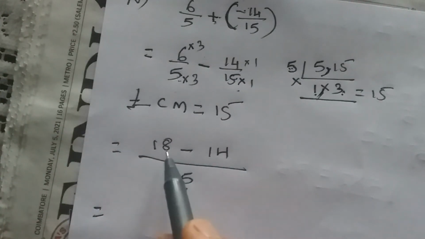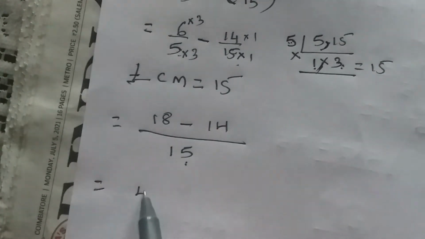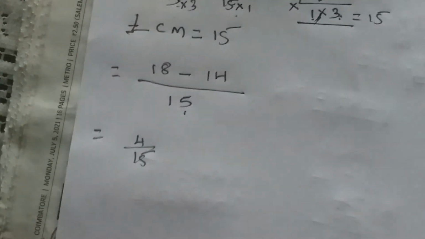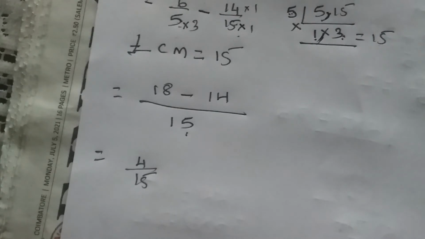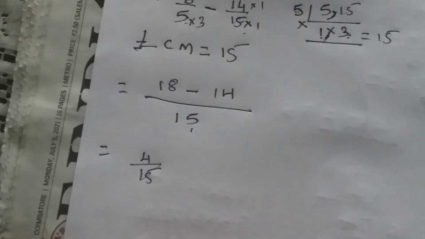It's an ordinary subtraction. 18 is greater, 14 is smaller. So it is just normal subtraction. 18 minus 14 is 4 by 15. Now 4 and 15, do they have any common factor? There is no common number to divide, and it is in simplest form. So 4 by 15 is the answer for question number 4.